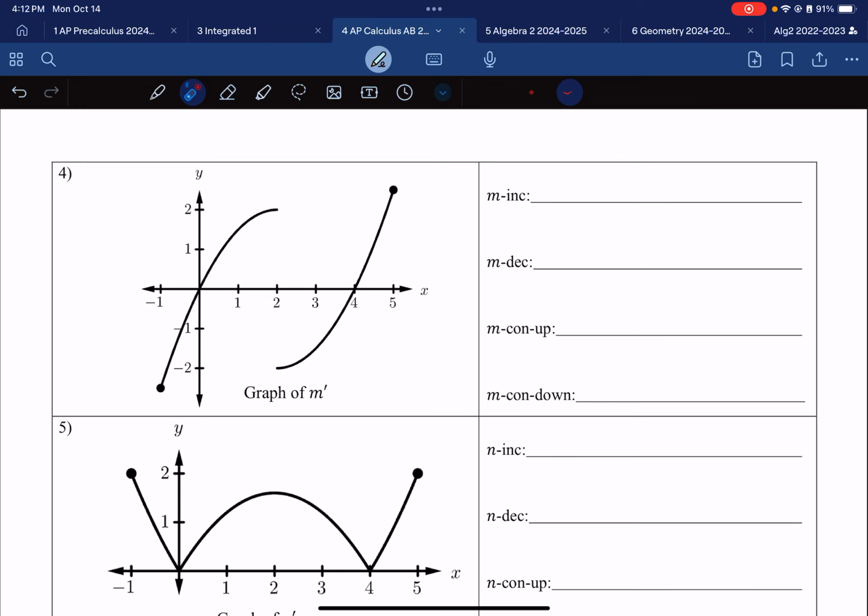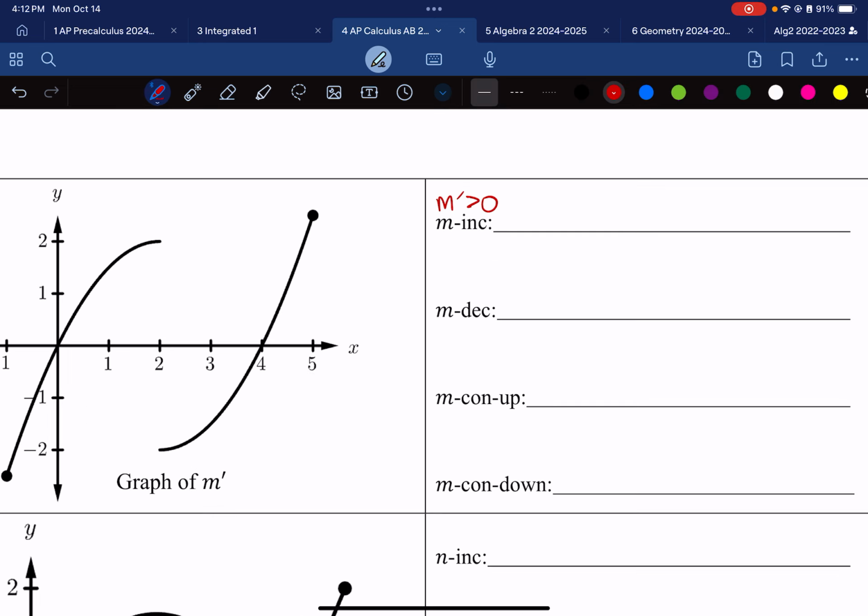Number 4. All right, so let's talk about m. Am I increasing or decreasing? Well, m increasing means that m prime has to be greater than 0. What is m prime on a graph of m prime? Is it height, slope, or concavity? If you said height, good job, you got it right. This is translated to height, now is greater than 0. Therefore, I'm going to translate them a little bit faster. I'm just going to say that these are heights that are less than 0.